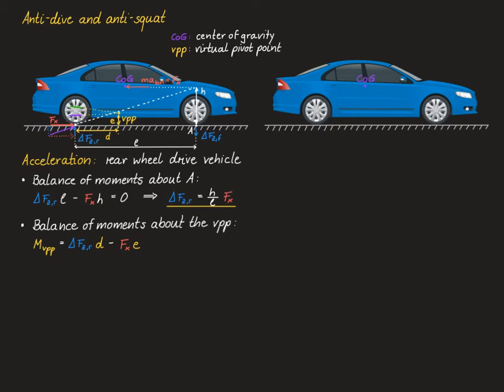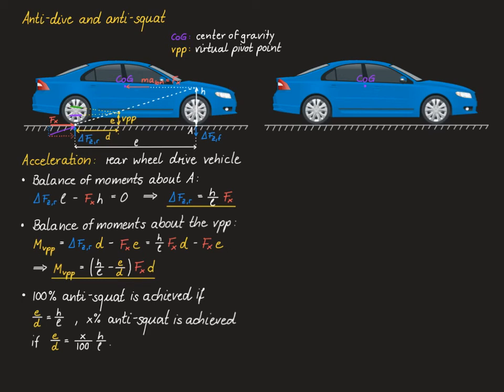In fact, the total additional moment about the virtual pivot point compared with the static case is given by delta FCR times the distance d minus Fx times the distance e, where d and e represent the longitudinal and vertical position of the virtual pivot point with respect to the rear tire road contact point, respectively. Substituting delta FCR from this formula, we obtain this expression for the moment about the virtual pivot point.